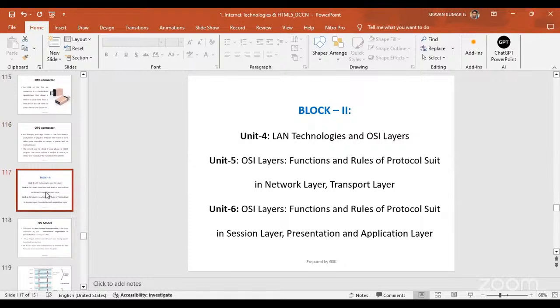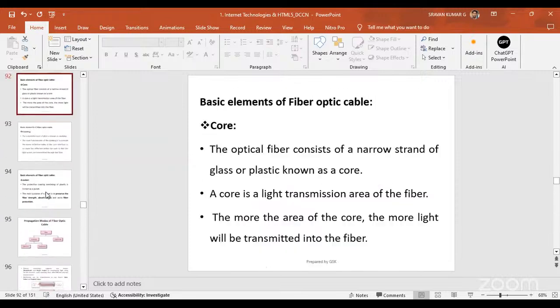Okay. So with that topic, we can close block 1, that is unit 1, unit 2, unit 3. After completion of this topic in tomorrow's session, if time permits, we will start block 2 also. Okay. So that's it about today's session.